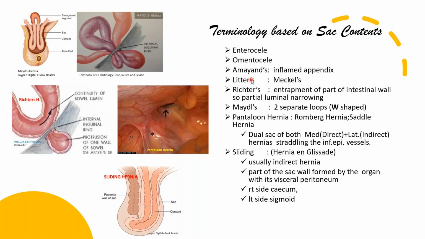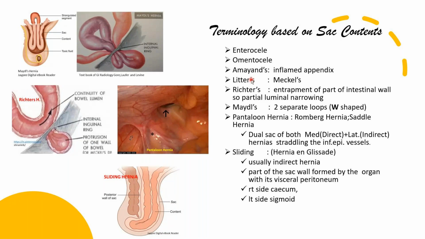Now, Amyand's also has a number of subclassifications where the appendix may be inflamed, may not be inflamed. Let's not go into that detail. That's not for you to go into. Just remember, if I've got my inflamed appendix inside my hernial sac, I've got an Amyand's hernia. If I've got the Meckel's inside my hernial sac, I've got a Littre's hernia. Right? These are easy to understand. So we are just dealing with content.